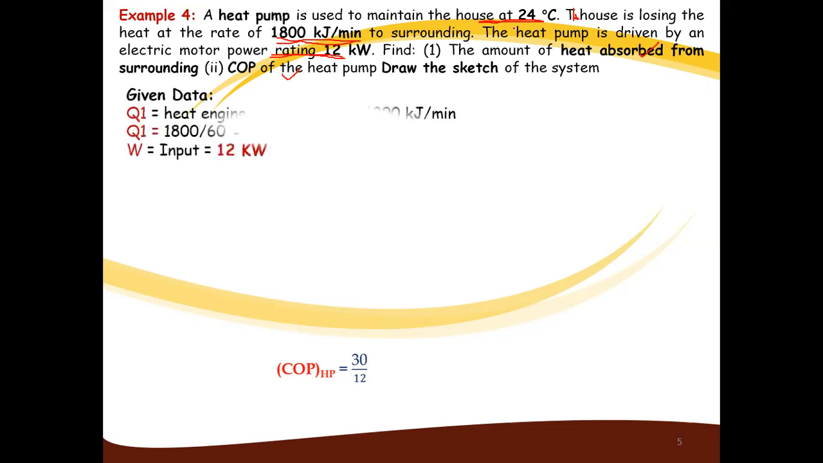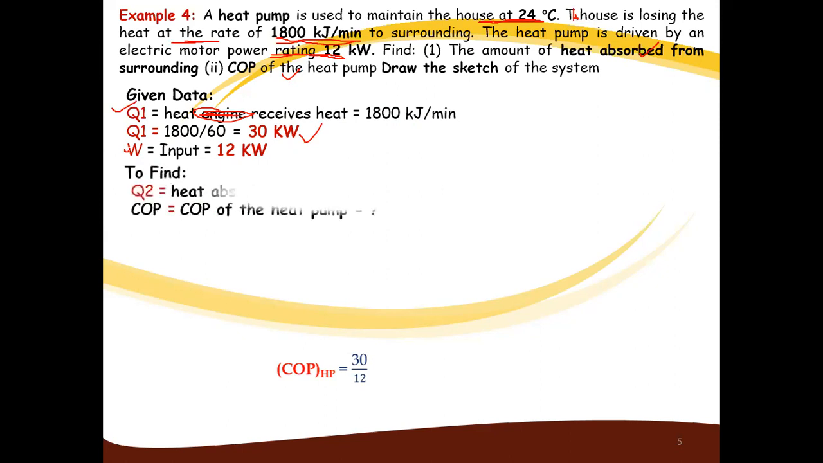So given data, we have Q1, the amount of heat received by the heat, the heat losing rate. So the amount of heat it is losing to the surrounding is 1800 kilojoule per minute. So it is 1800 divided by 60, it is 30 kilowatt, and work input is 12 kilowatt. Now we have to find out Q2, that is heat absorbed from surrounding, and COP of the heat pump.